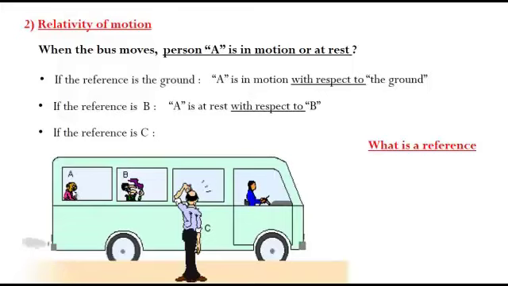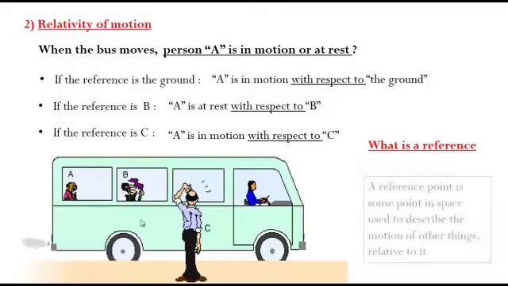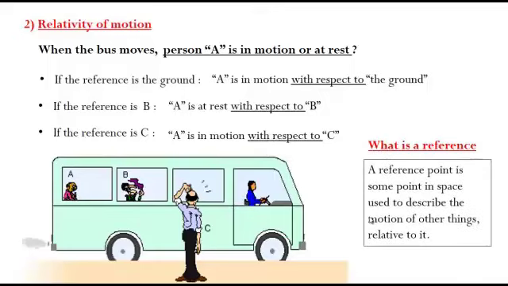But if we notice A now with respect to the reference C, C is standing while the bus is moving. This means A with respect to C is also moving. So we say A is in motion with respect to C. Now, we've said the word reference. So what do we mean by reference as a definition? A reference point is some point in space used to describe the motion of other things relative to it. In other words, it is what we rely on in order to study the motion of an object.